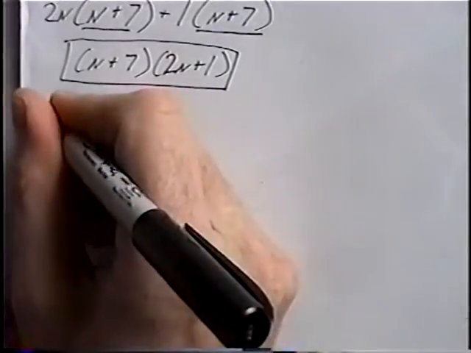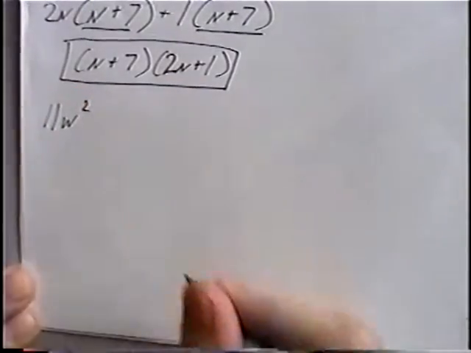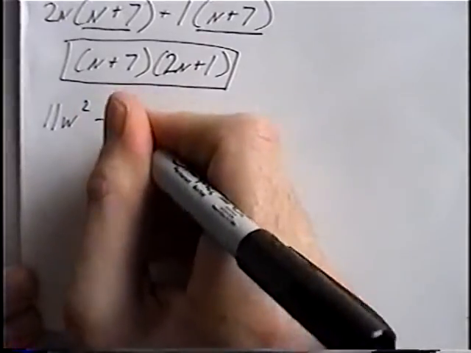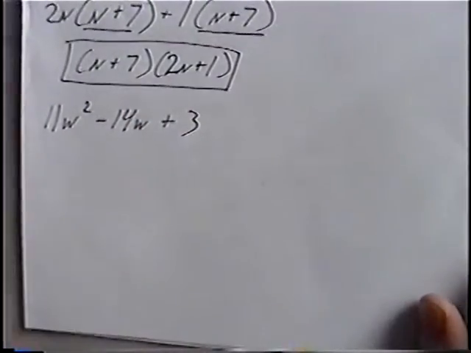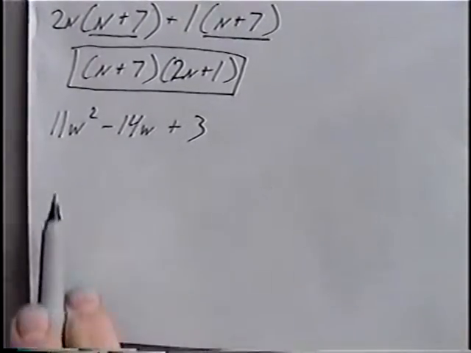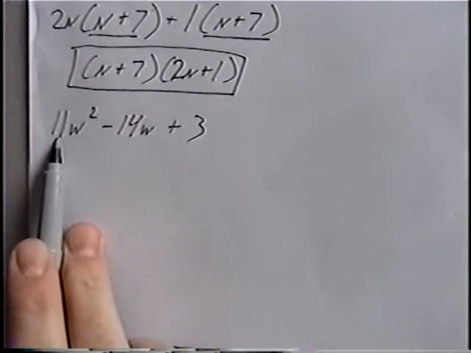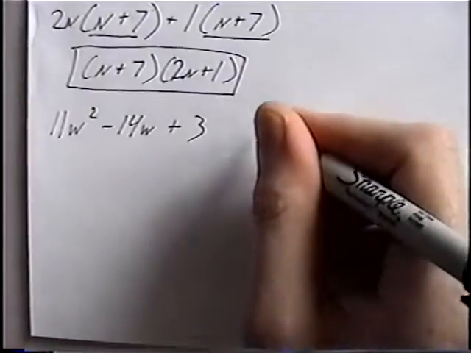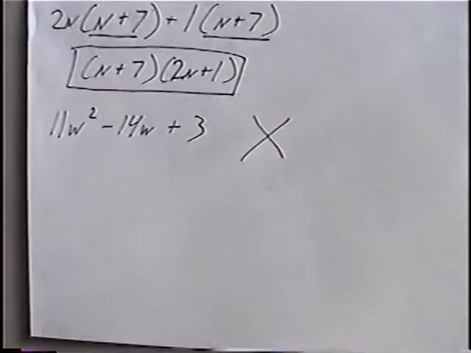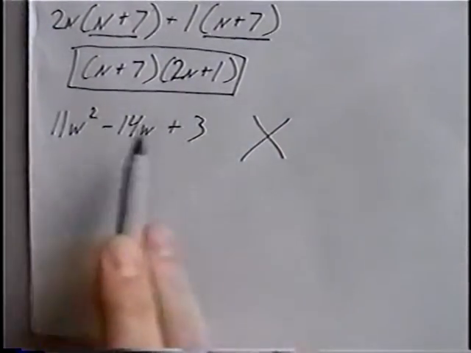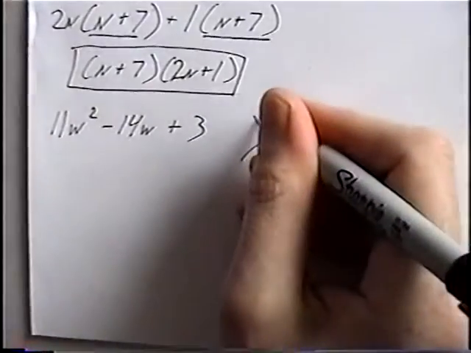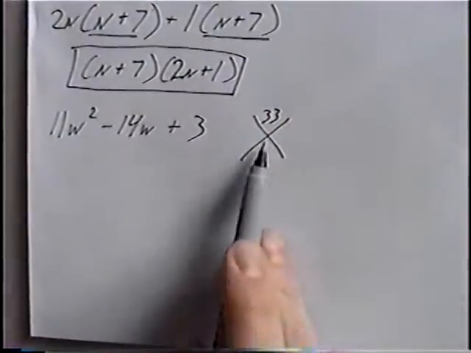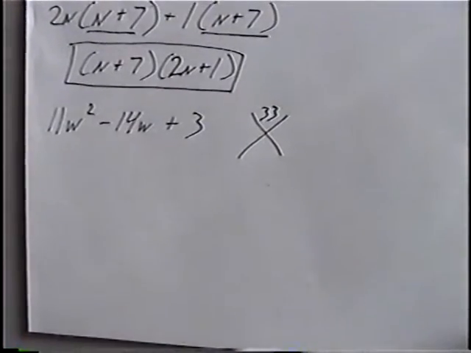Second question, which would be the last question for these examples. 11w squared minus 14w plus 3. Again, anytime you have a coefficient in front of the variable squared, you can draw the x like normal. Only difference is multiply that coefficient by the last number. So 11 times 3 would be 33, and that goes on top of the x or on top of the diamond.